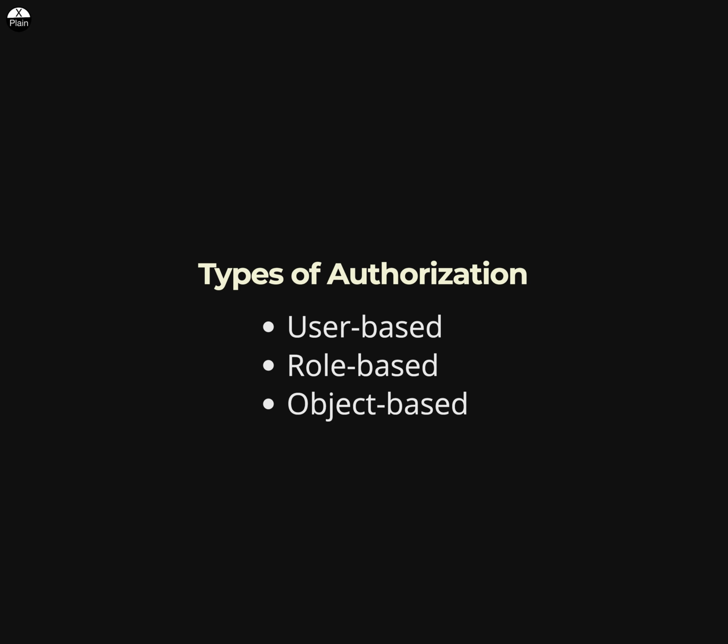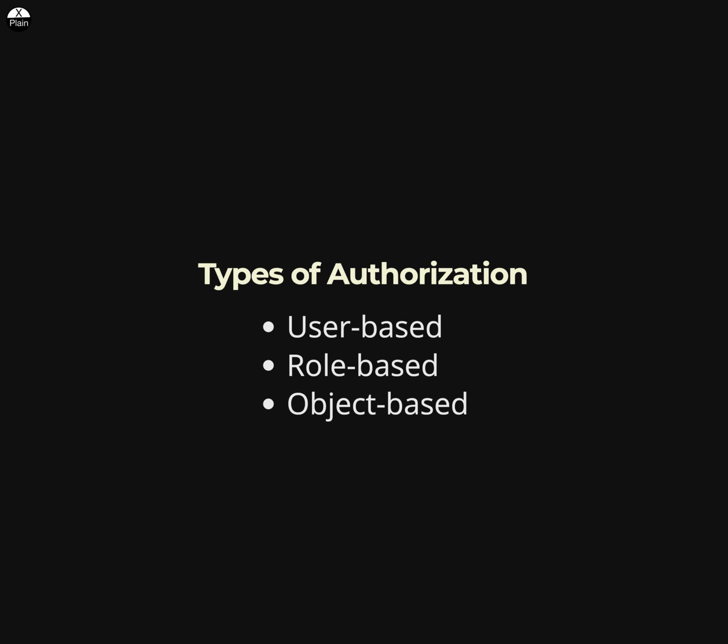Object-based authorization is based on the specific data or resources being accessed. This can include measures such as assigning permissions to specific data or resources and granting or denying access based on the permissions of the users or process.